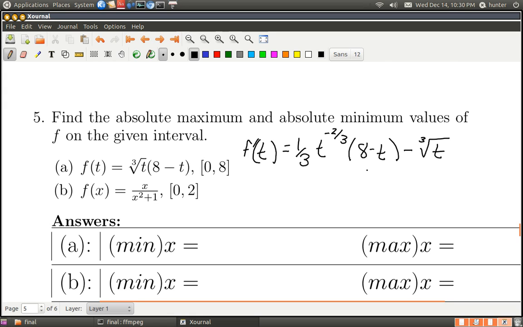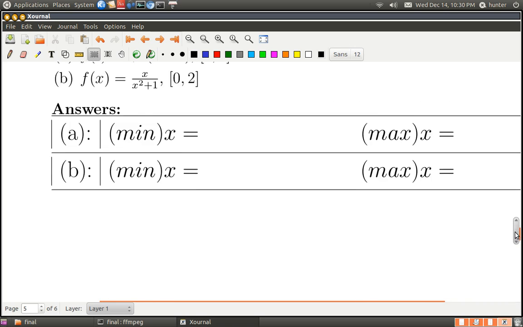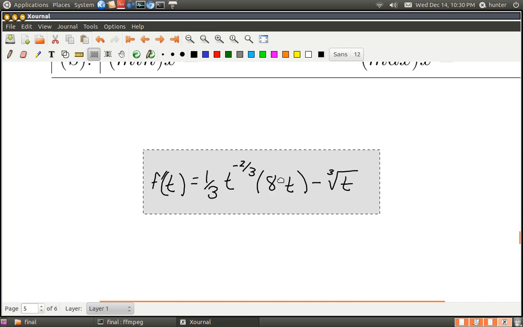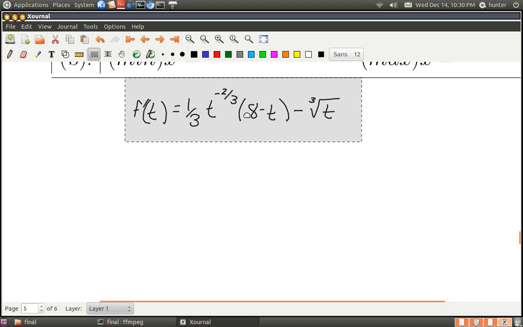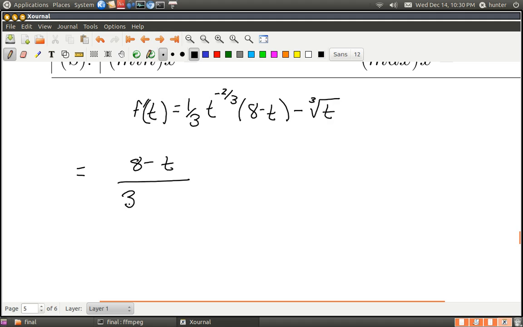And there's several ways to do that. I'm considering putting things over a common denominator. You can see that it's really a fraction, right? Let's do that. So I'm going to cut it, bring it down here, and paste it. There it is. So how can I write this as a fraction? It's equal to 8 minus t on top and 3 times t to the 2/3 on the bottom. You could write that as the cube root of t squared if you wanted to.